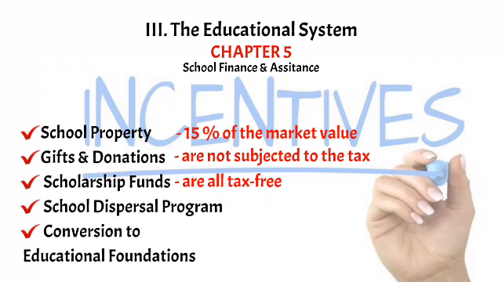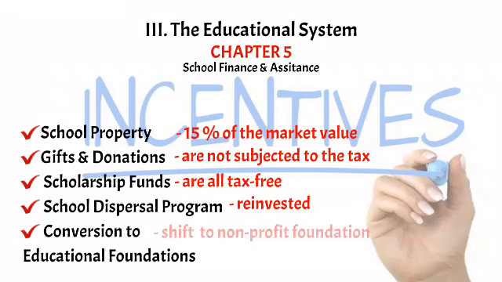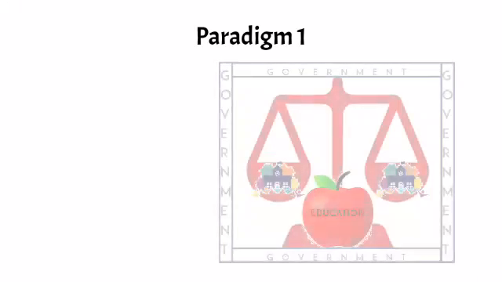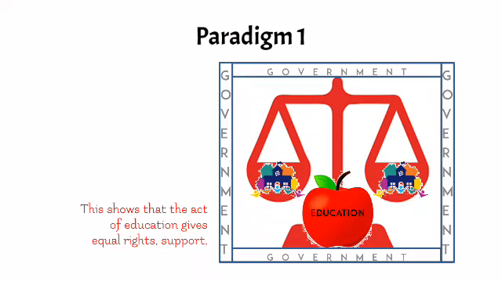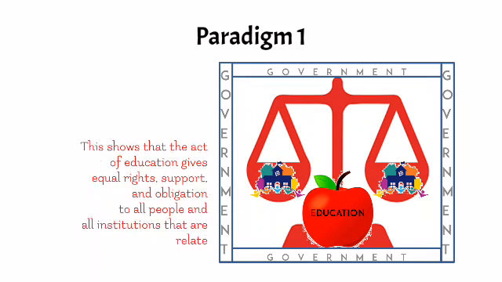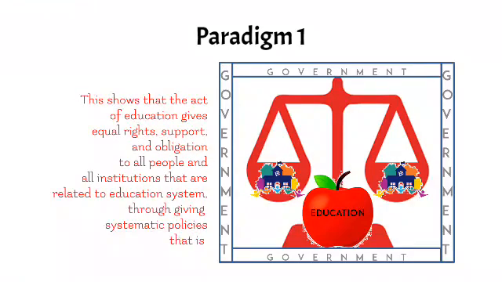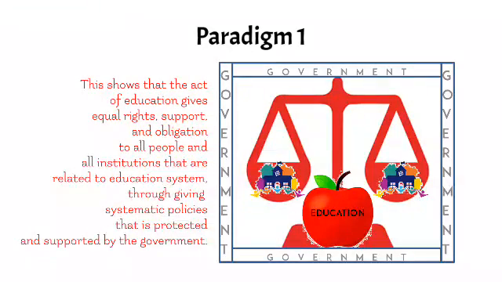School dispersal program: all gains from sale or transfer of property will be exempted from tax if the total income of the sale is reinvested in a new or existing established school within 1 year. Conversion to educational foundations: any educational institution can shift itself into a non-profit foundation. For topic paradigm 1, this shows that the act of education gives equal rights, support, and obligations to all people and all institutions that are related to the education system through giving systematic policies that are protected and supported by the government.